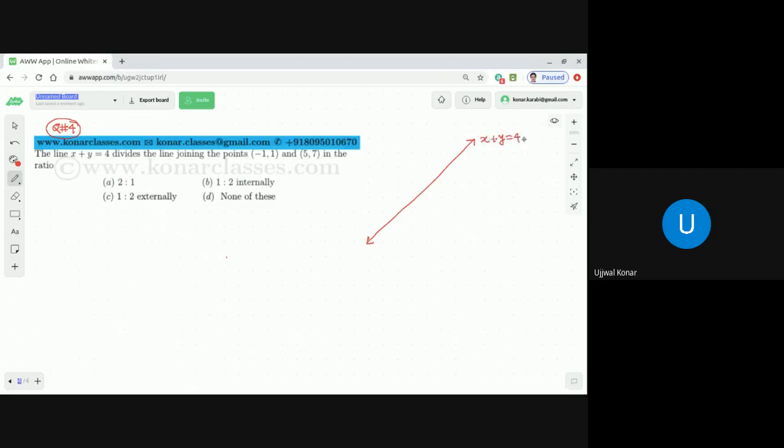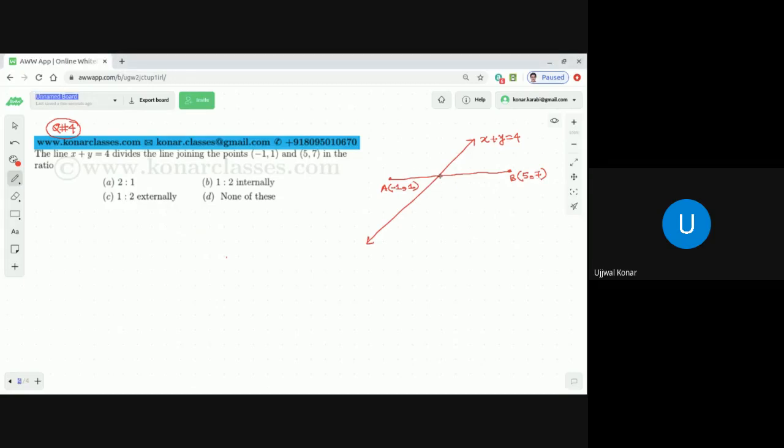Now according to the question, the line x plus y is equal to 4 divides the line joining the points -1, 1 and 5, 7. So suppose this is A, -1, 1, and this is B, that is 5, 7. So what do we need to find? We need to find the ratio. We do not know what the ratio is.